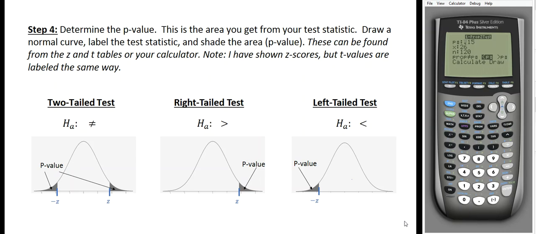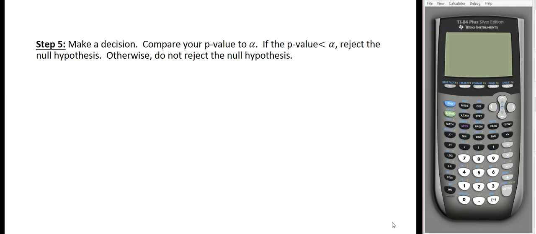Okay, so on to our step 5. So once we have our p-value, we're ready to make a decision. The way that we make a decision in the p-value method is we compare our p-value to alpha. If the p-value is less than alpha, we reject the null. Otherwise, we don't. And we always want to ask the same question. Is the p-value less than alpha?